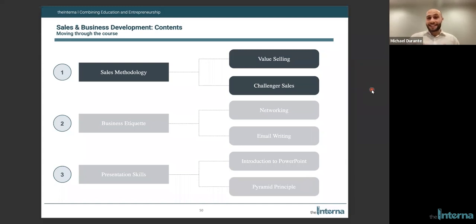We even look at things as simple, and perhaps sounds fairly boring, as email writing. How do we write a good email? That's going to be massively, massively important, not only when it comes to those first outreach emails, but those sales emails, pushing those clients towards a goal. That's what you're trying to funnel our customers down into.